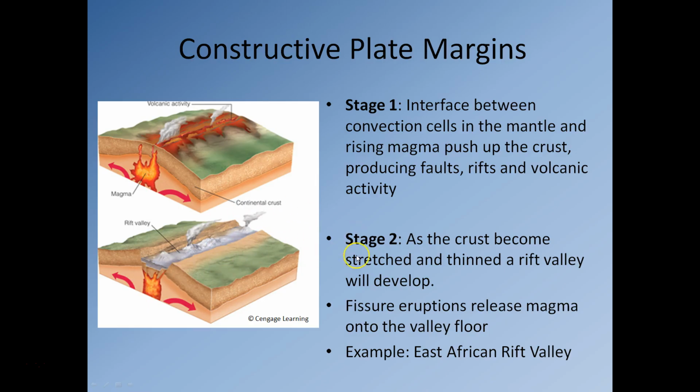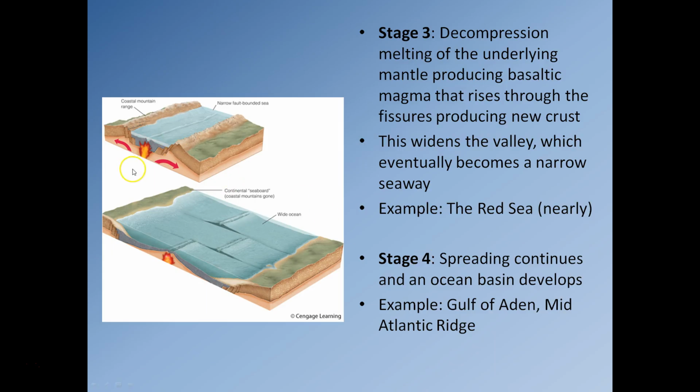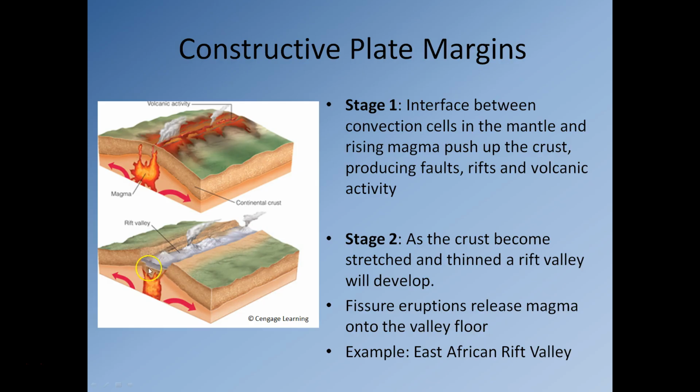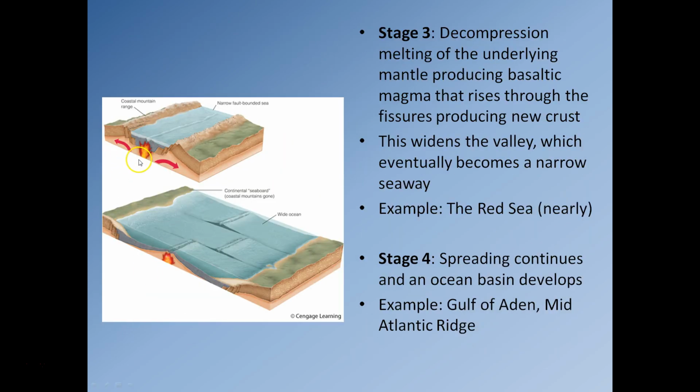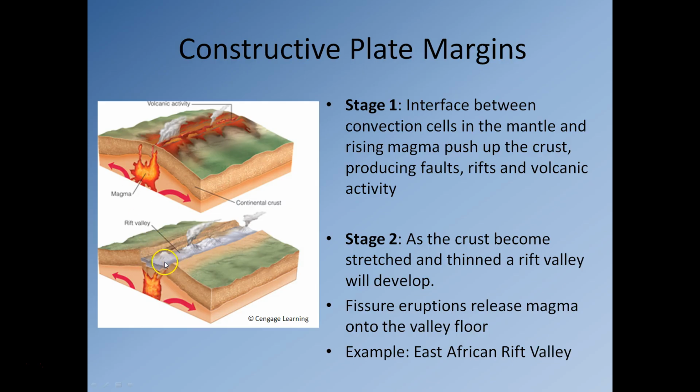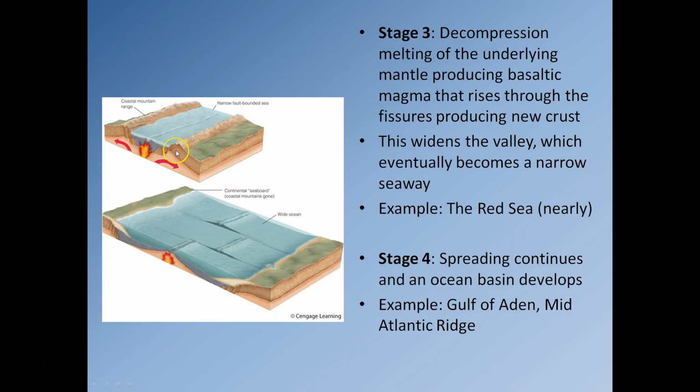So that's stage 2. Now eventually what's going to happen is this area of crust here is going to become so thin that we're going to start to melt the mantle underneath it through decompressional melting. Now when that happens, that's going to cause lots and lots of mafic magma to be produced, and that mafic magma is going to rise up through the cracks in the valley floor, and it's going to start making oceanic crust. And as you start forming oceanic crust, well, that's going to start pushing both sides of the continent away from each other. So this side's going to go this way, this side's going to go this way.